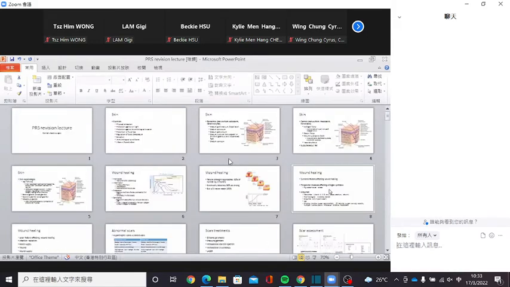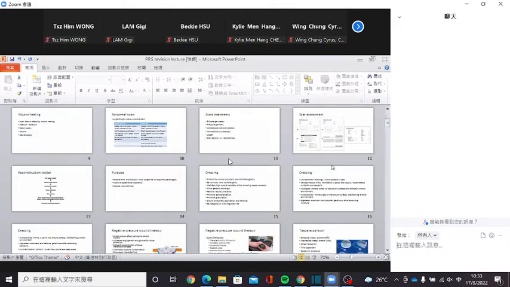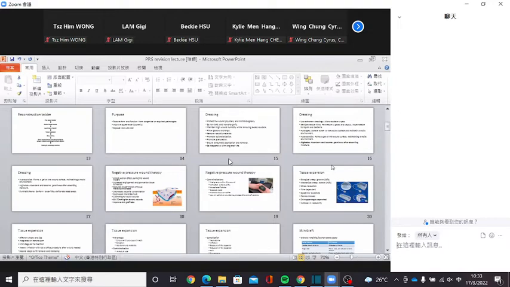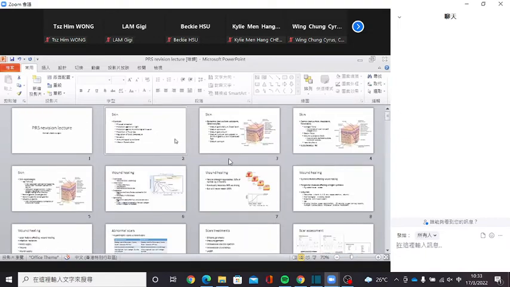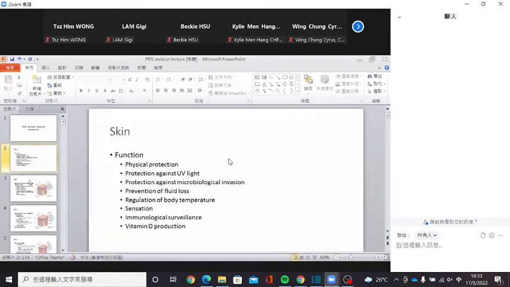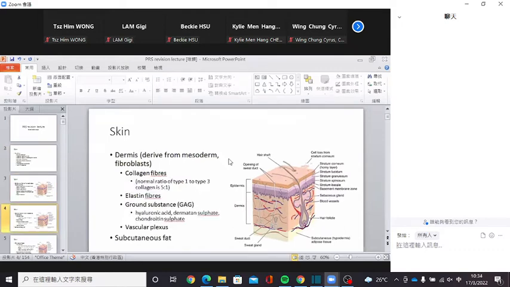So we'll go back to some basic stuff about plastic surgery. We'll talk about wound healing and scar, abnormal scar, as well as some different kinds of dressing, as well as the reconstruction ladder. And this will be the last part of the tutorial. So maybe we'll skip this very basic kind of thing.